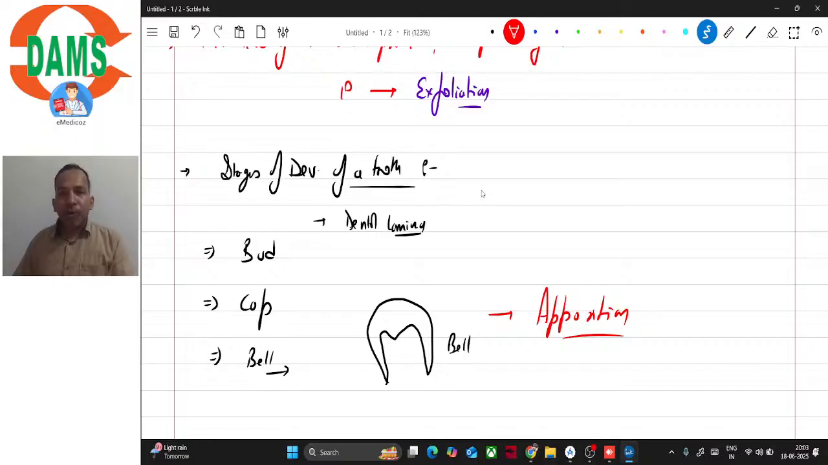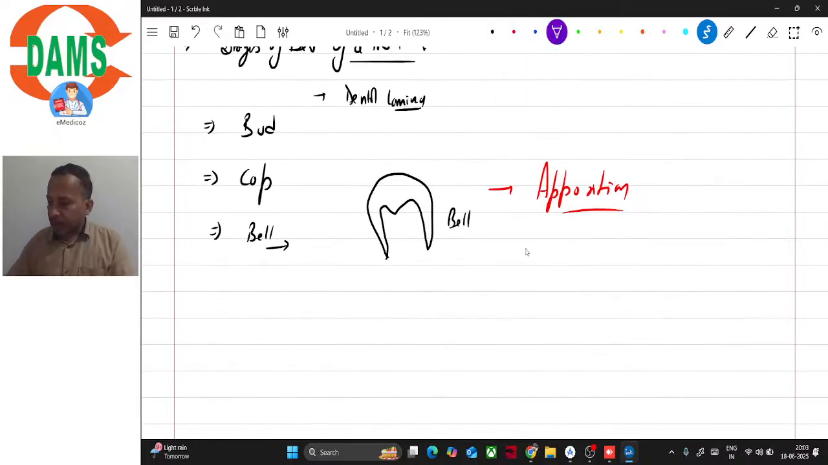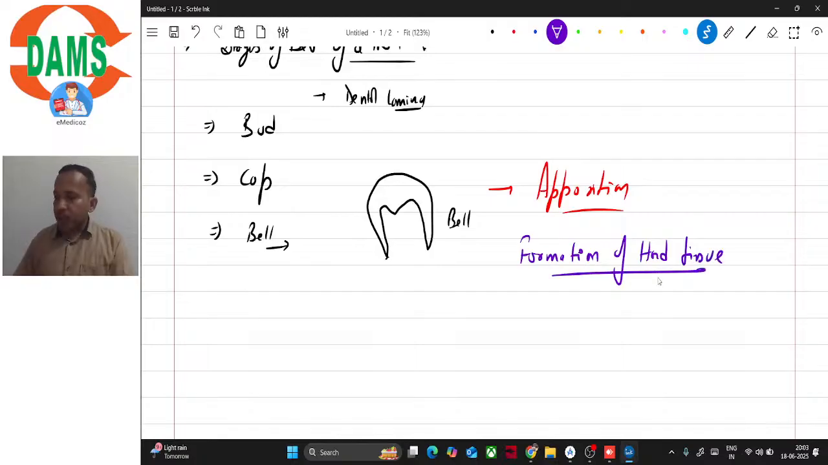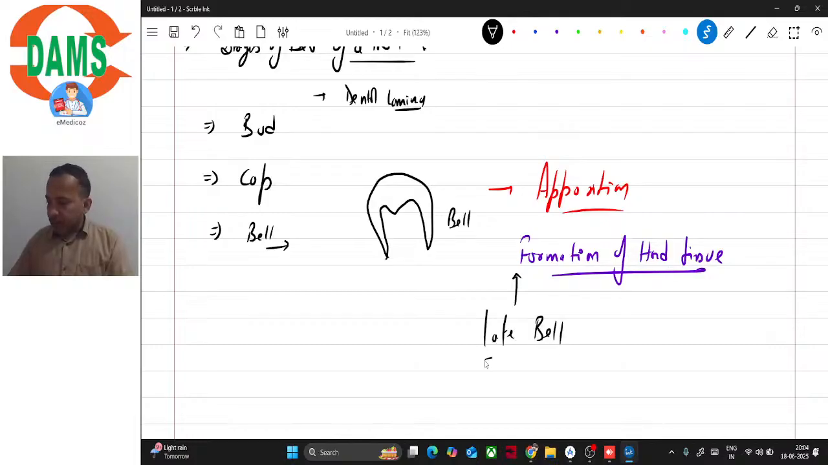apposition, that is formation of hard tissue, will take place. Right? So formation of hard tissue will take place in the late bell stage. Right? So these are the three distinct stages morphologically, in which we can study the tooth development. But we will go to these in detail when we are studying them in oral histology. Right now, we will discuss the chronology, that is timing.